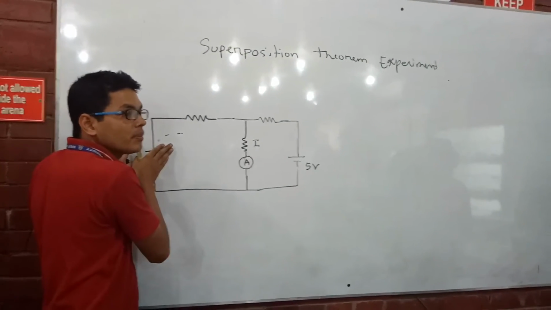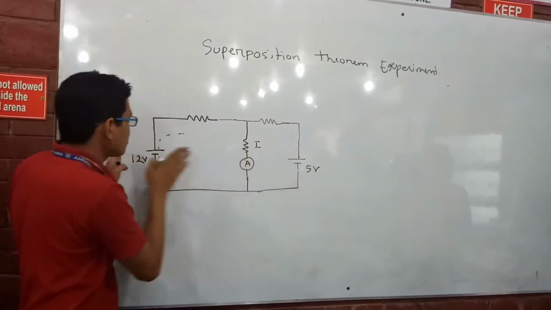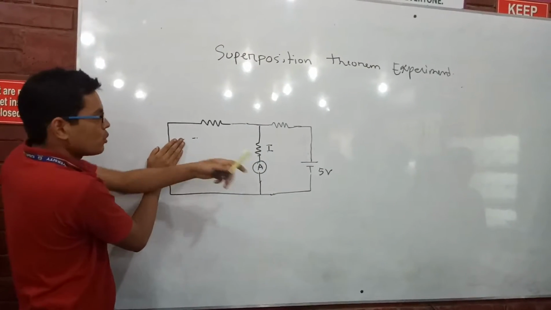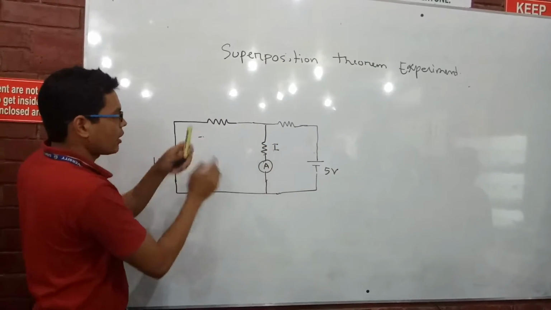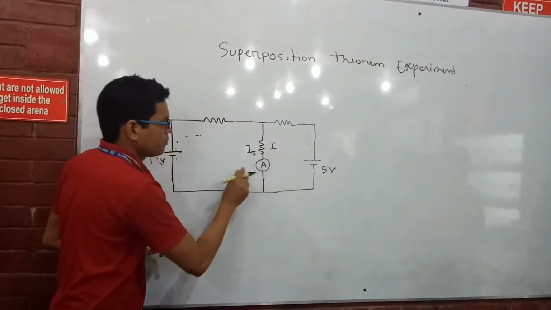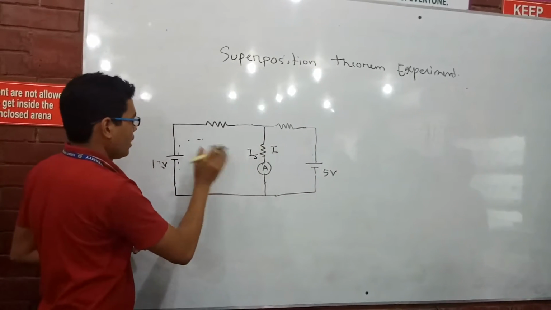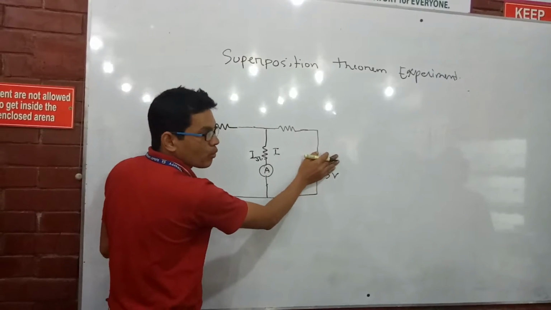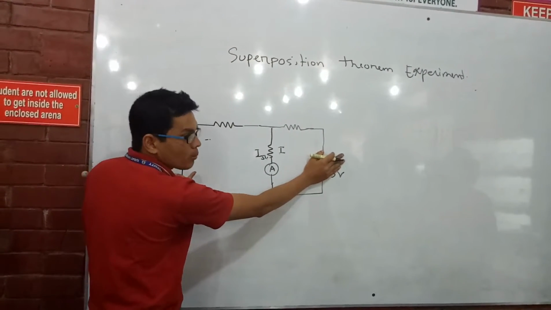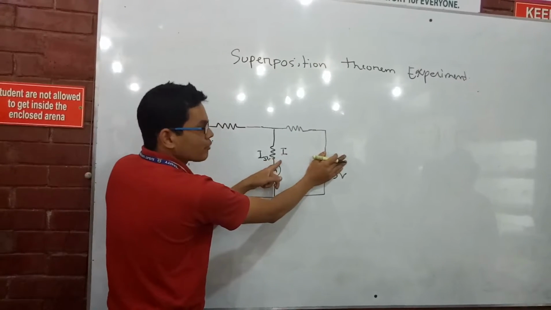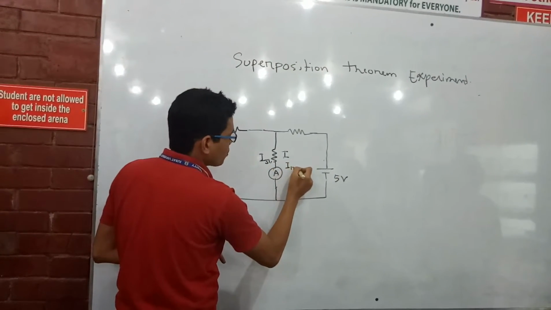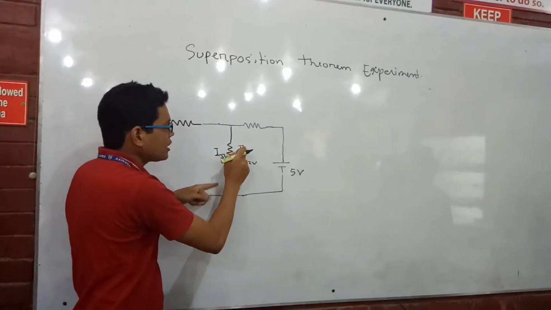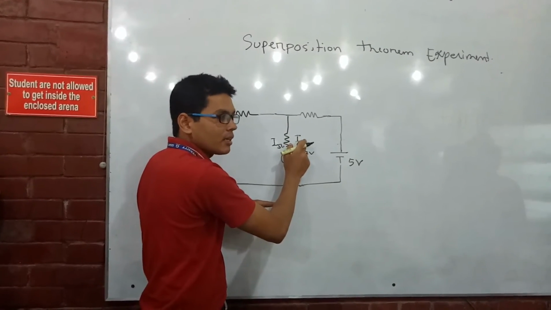Each source active alone. When only the 5 volt source is active, we'll replace the other source with a short. That means only one short circuit right now. So for that, there will be a current flowing here, right? Consider that is I5, because it is due to the 5 volt source. And again, short this 5 volt source and keep only the 12 volt source active. Now there will be a current flowing. That is considered I12.